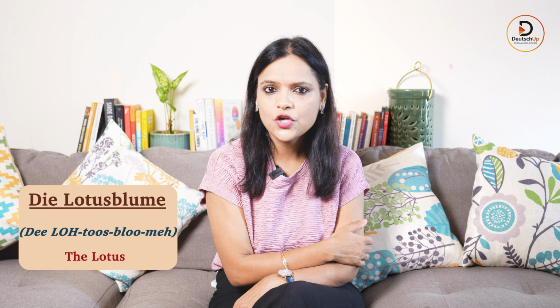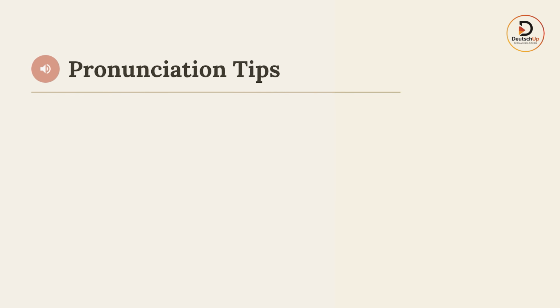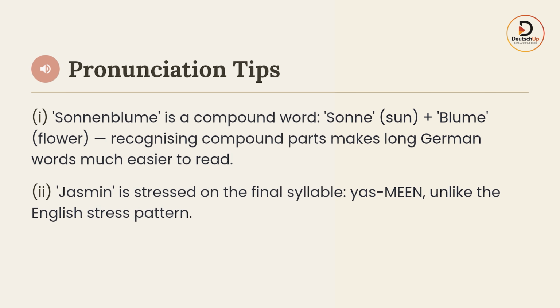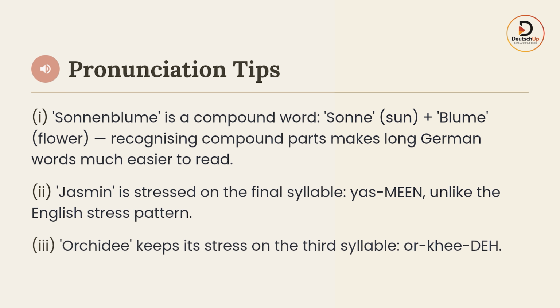Then we have the lotus flower. How do we call lotus? Die Lotusblume. Die Lotusblume. Now we will talk about the pronunciation tips. Sonnenblume is a compound word. Sonne, sun, plus Blume, flower. Recognizing compound parts makes long German words much easier to read. Then we have Jasmin, which is stressed on the final syllable, unlike the English stress pattern. Then we can talk about Orchidee. It keeps its stress on the third syllable.